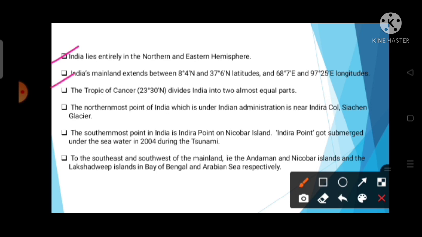As I already said, India's mainland extends between 8 degree 4 minute north and 37 degree 6 minute north latitudes, and 68 degree 7 minute east and 97 degree 25 minute east longitudes. So this is the latitudinal and longitudinal extension of India. You have to remember this.